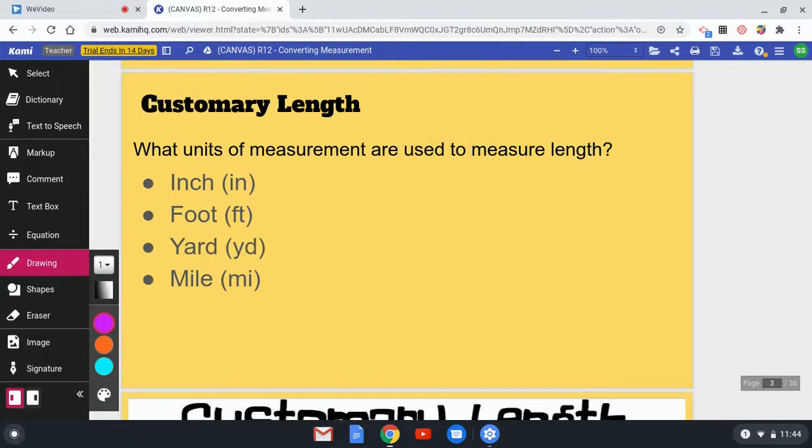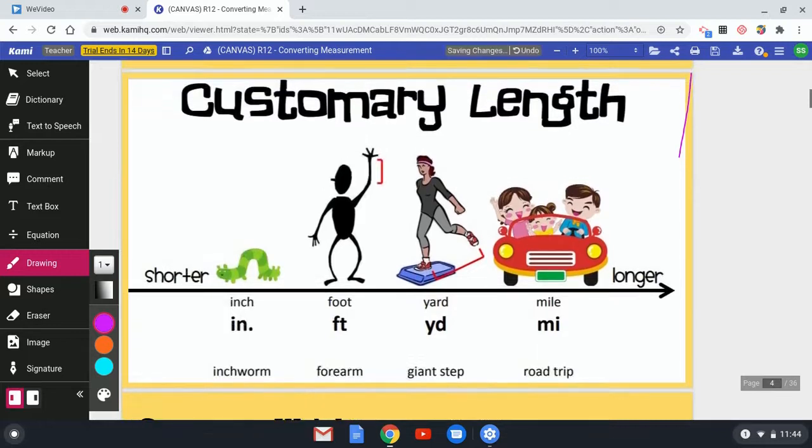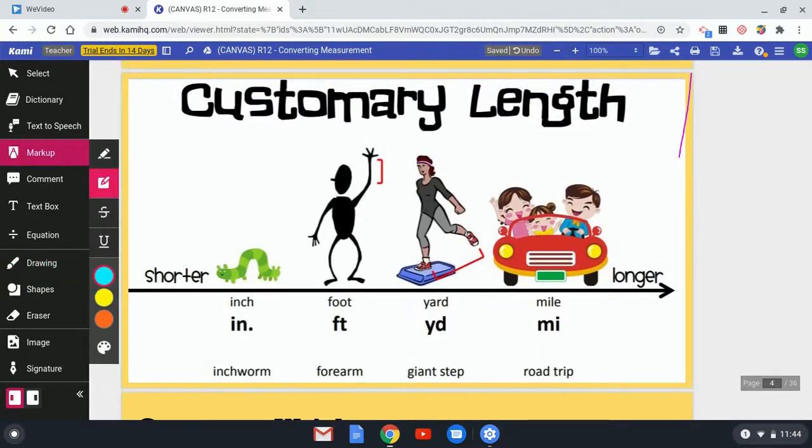So we're going to start by talking about length. When we talk in customary units, we have inches, feet, yards, and miles that we use. And here is just a little image to help you visualize. An inch, we could picture an inchworm. I also like to picture if I bend my pointer finger from one knuckle to another knuckle is about an inch. Then we have a foot.